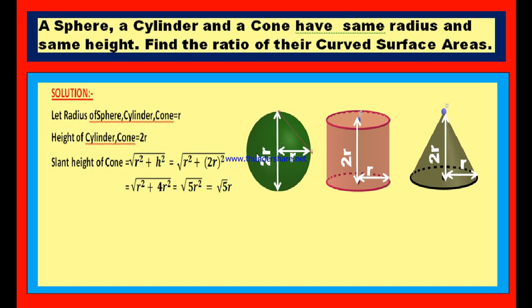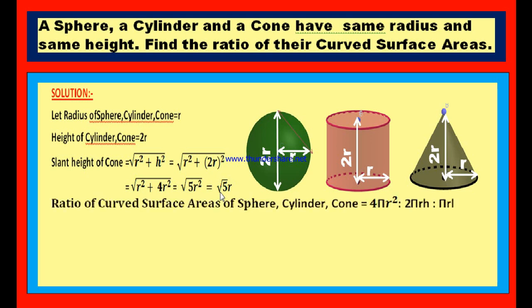Then what is the slant height of the cone? Here this is the cone and this is the slant height l. The formula to find slant height of the cone l is equal to root over r square plus h square. r radius is r only, therefore r square, but h is equal to 2r, therefore (2r) whole square. r square plus (2r) whole square means 2r into 2r. 2 square is 4 into r square. r square plus 4r square is root over 5r square, that is root 5 r. This is the slant height of the cone.